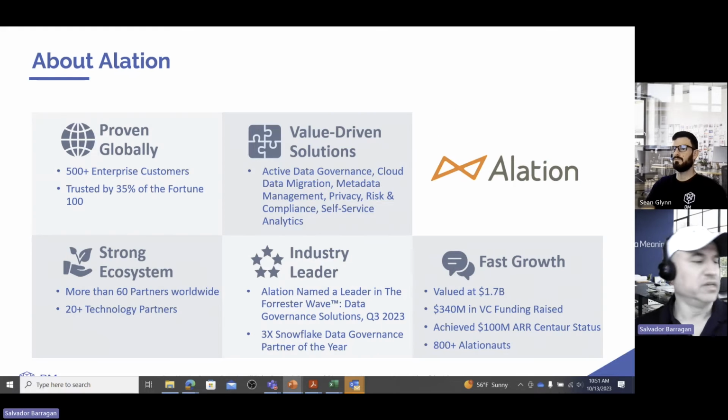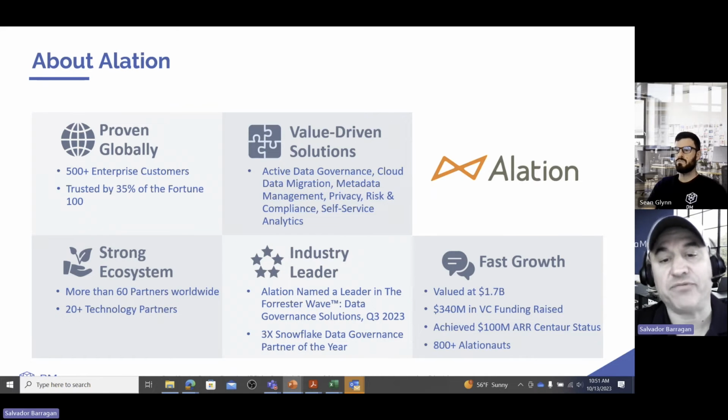So let's move on and talk a little bit about what Alation is, and why we feel that Alation is one of the core products around the data governance market and really around solving data governance problems. Let's start from a high level. Alation is a proven global organization. It has over 500 enterprise customers. 35% of these are in the Fortune 100. They have a very strong ecosystem. They have over 60 partners worldwide, numerous technology partners. Not only that, but they're an industry leader. They've been named a leader in data governance solutions by Forrester Wave in Q3 of 2023.